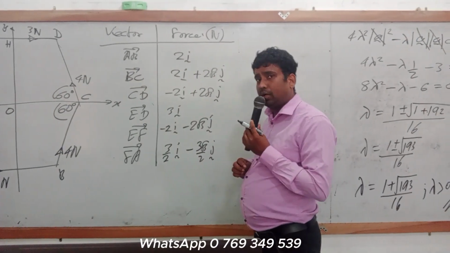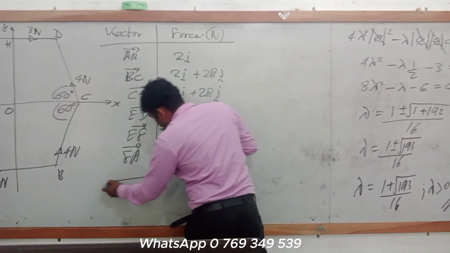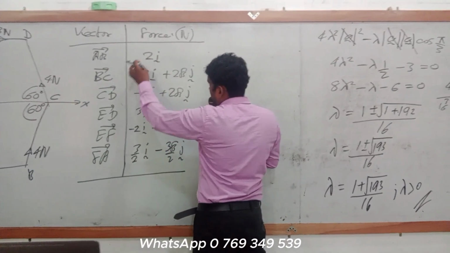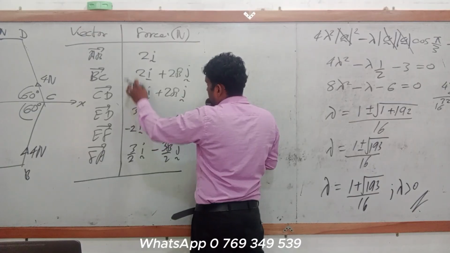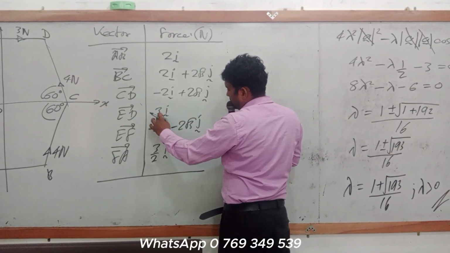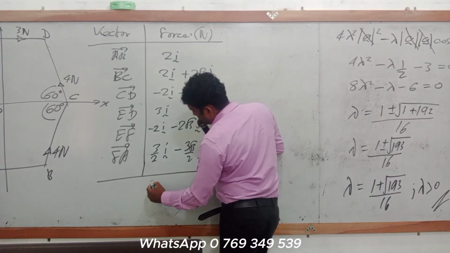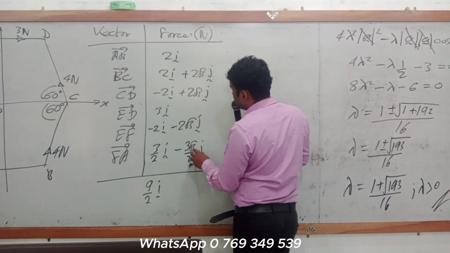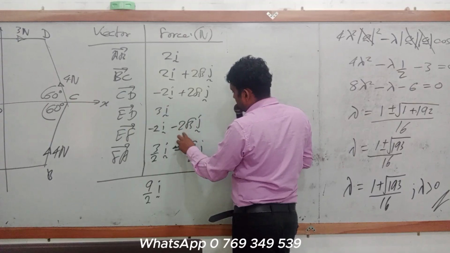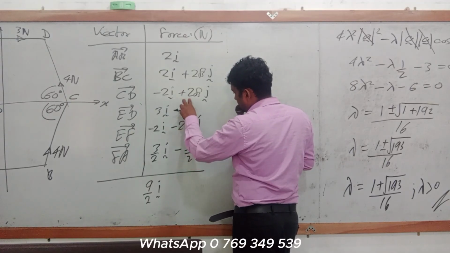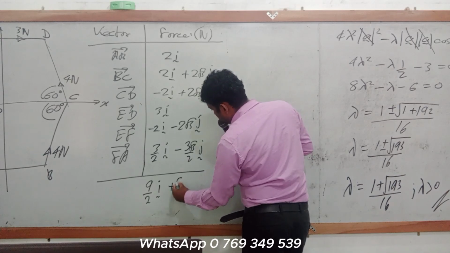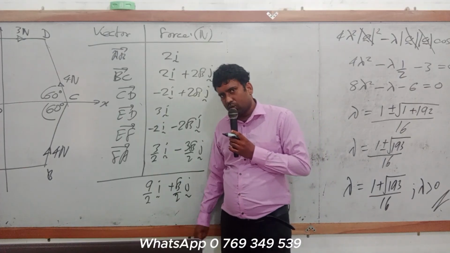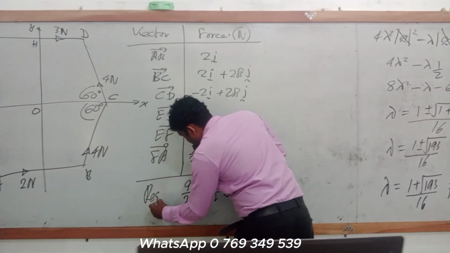These are the forces. We need to find out the resultant force like this. 2i minus 2i, these two cut, and these two cut. Here 3i only. 3 plus 3 over 2 means 9 over 2 i, and here 2 times 2 root 3, and minus 3 is plus root 3 over 2 j. Resultant is this one.